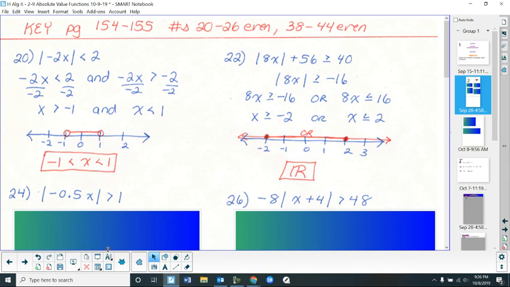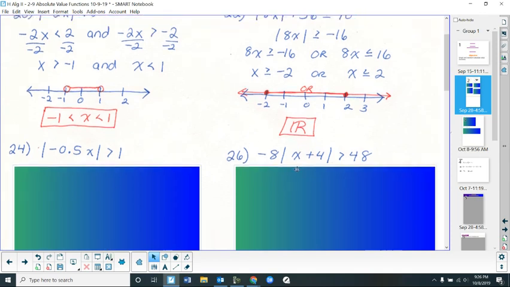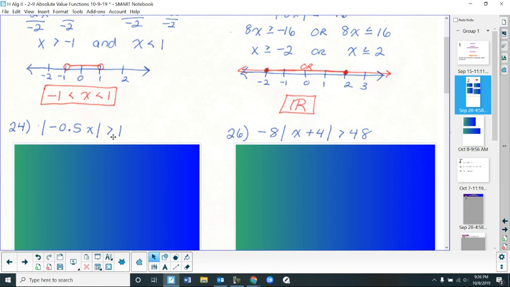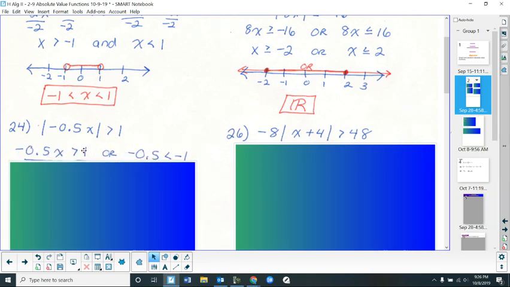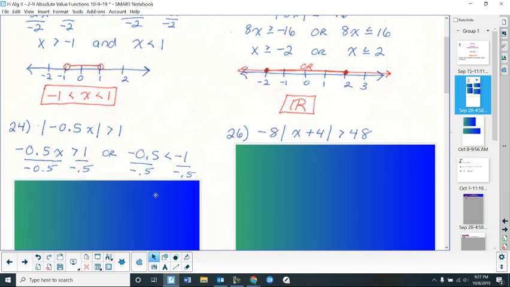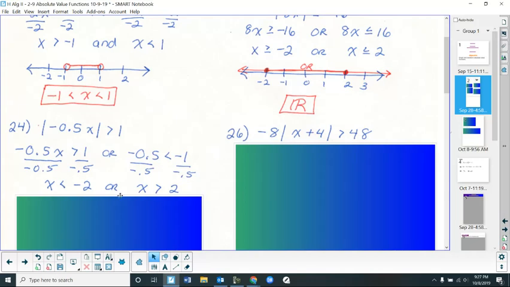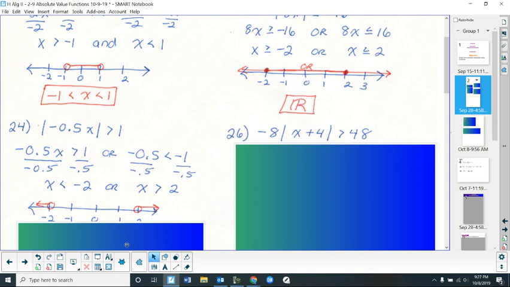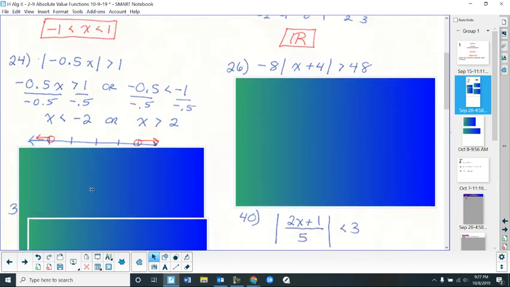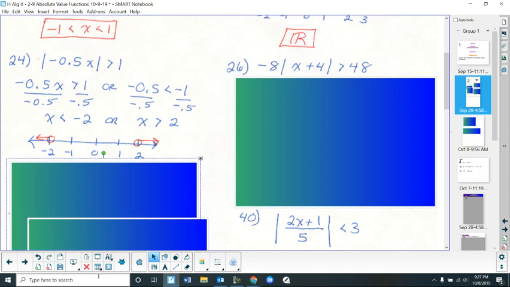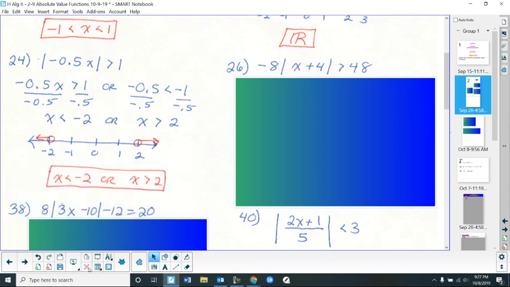Problem number 24 asked you to solve again. The first thing I did was, since it was already isolated, I said this is greater, so I put or in between. And then I said negative 0.5x is greater than 1, or negative 0.5x is less than, so flip the sign, make this opposite, negative 1. Divide both of them by negative 0.5. Don't forget to flip the sign when you divide by a negative. So x is all the numbers smaller than negative 2 or greater than positive 2. So when I graph it, that works out to be a good old-fashioned or inequality. So my answer is just as we saw it: x is less than negative 2 or x is greater than positive 2.